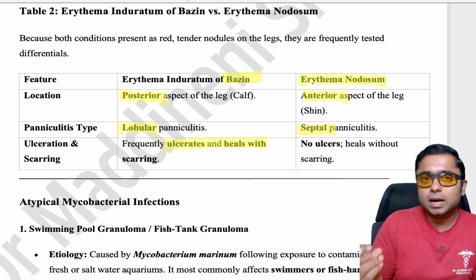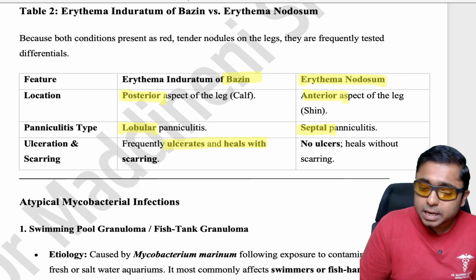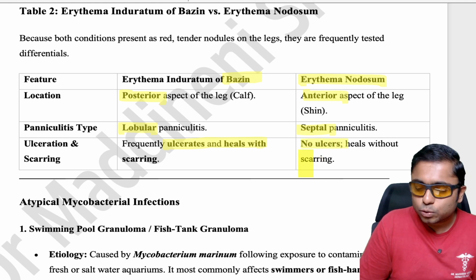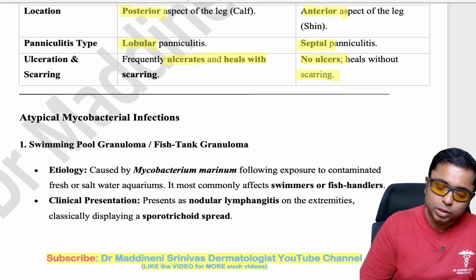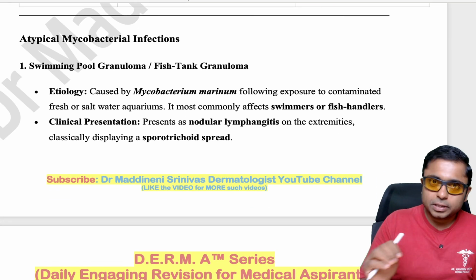In Behçet's disease, where they are in the erythema nodosum, there are going to be no ulcers, there is no scarring in the erythema nodosum. So very important points to remember the differences between these two conditions.